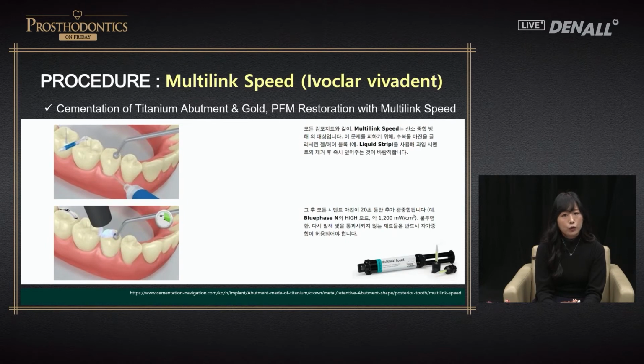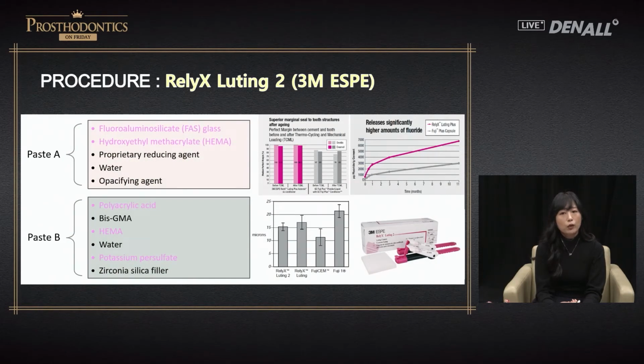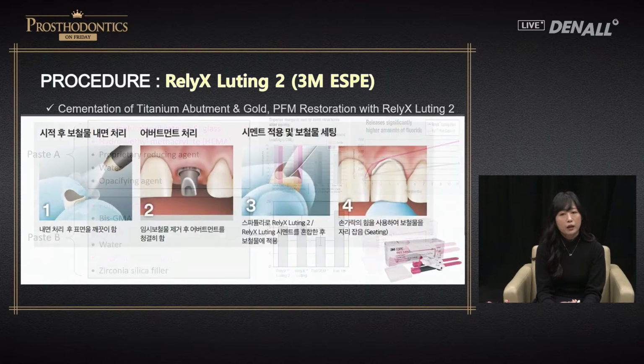In order to prevent an oxygen inhibition layer at the margin, apply liquid strip, and after curing, check occlusion and margin fitness. After re-evaluation, conduct the final polishing. After that, I'm going to talk about an example using RelyX from 3M, which is an RMGI cement.